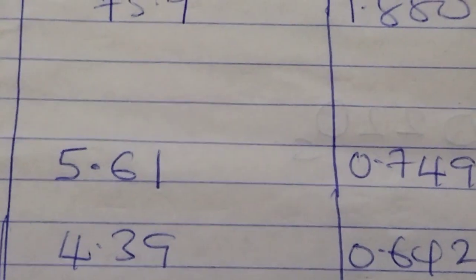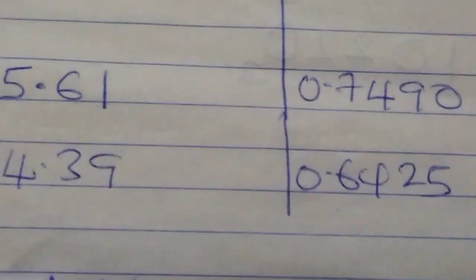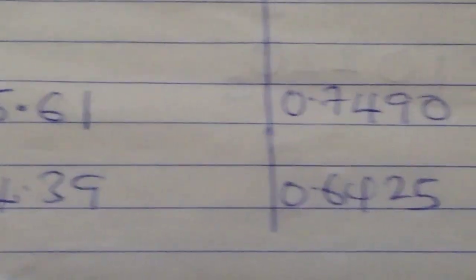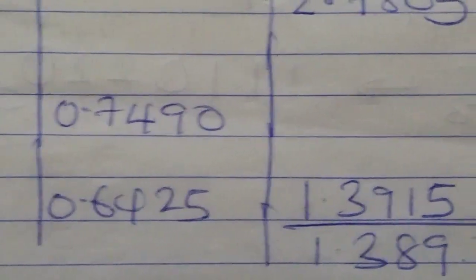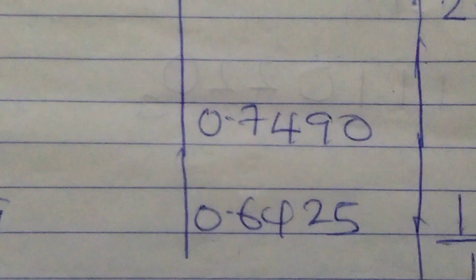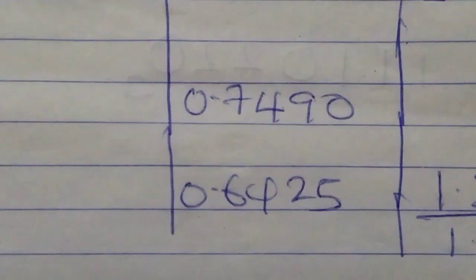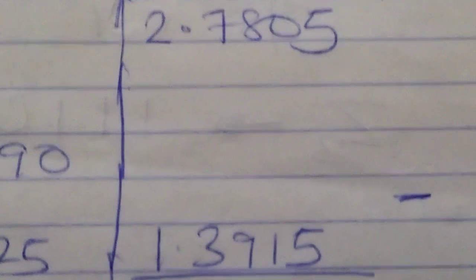We'll go to the denominator now. The first value there is 5.61. The log is 0.7490. Then the next value is 4.39. The log is 0.6425. So having done that, we'll add them together, 0.7490 plus 0.6425. That will give us 1.3915.